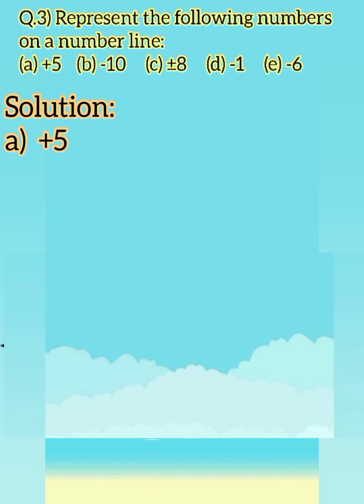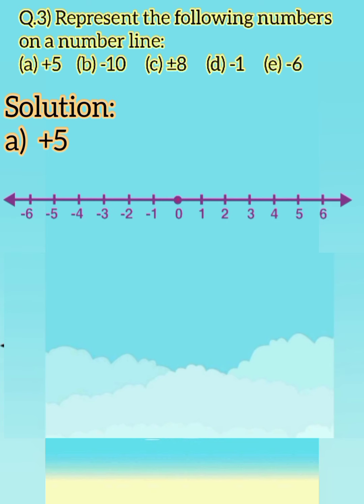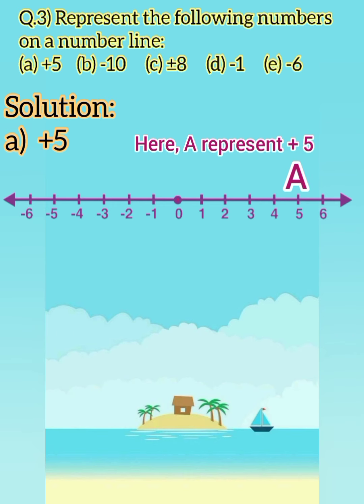So first we have to draw a number line, and on this number line at the place of 5th position, means right hand side, we have to write here positive 5. We have to write here A, and here A represents plus 5 because it is on right hand side. Isn't it so simple? Yes, my dear students. Now let's solve another sub-question.